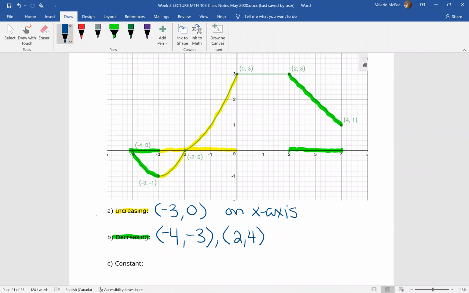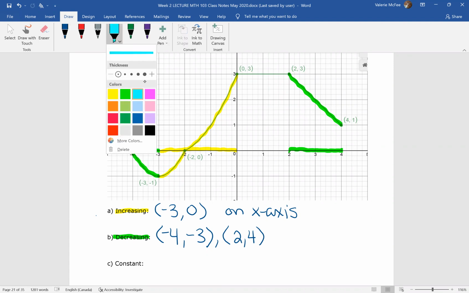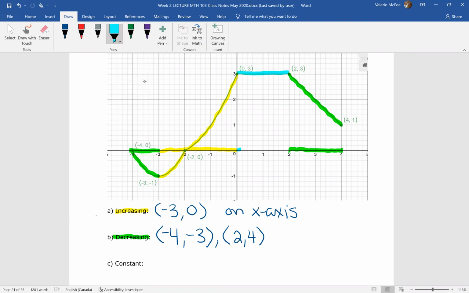We only have one piece of the graph left. We can see that it's horizontal or constant. Where is that on the x-axis? It is constant from 0 to 2. Watch that again and then go do the practice questions in the next video lesson.